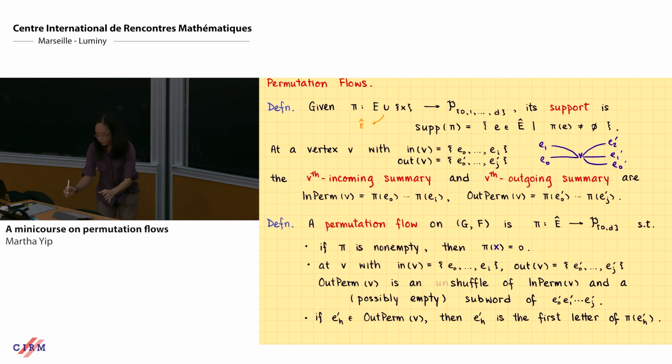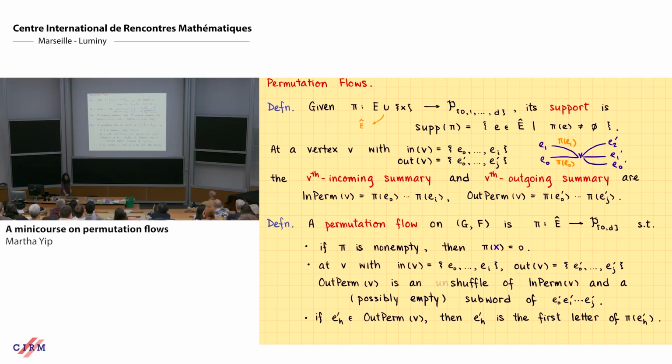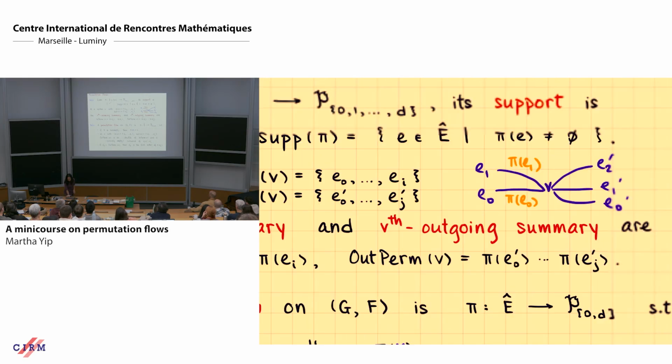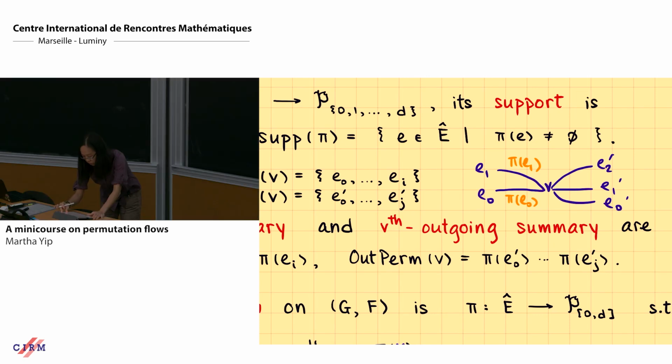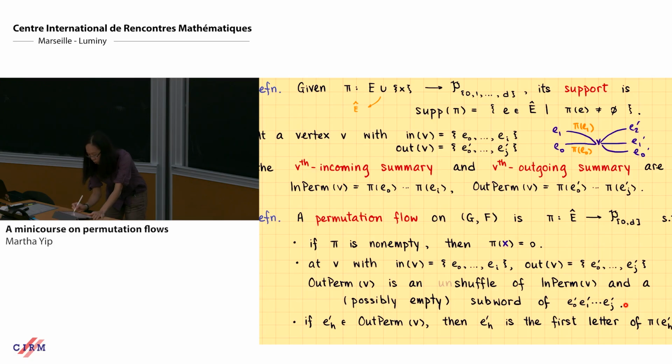Okay, that's a lot, but what's going on is, if I just add a little bit to this picture. I have an incoming summary here, pi E0 concatenated with pi E1. Then to create the outgoing summary, I'm allowed to shuffle this word with some subword of these letters. And that shuffle can be just an empty subword as well.